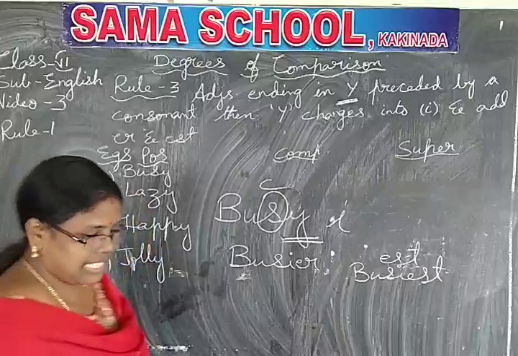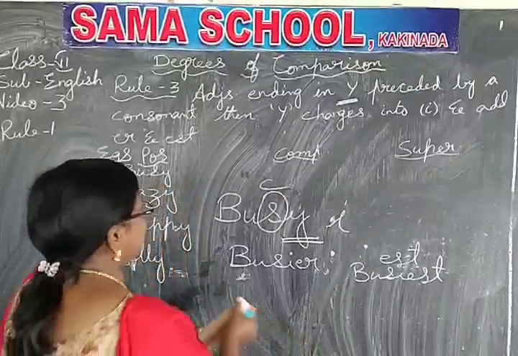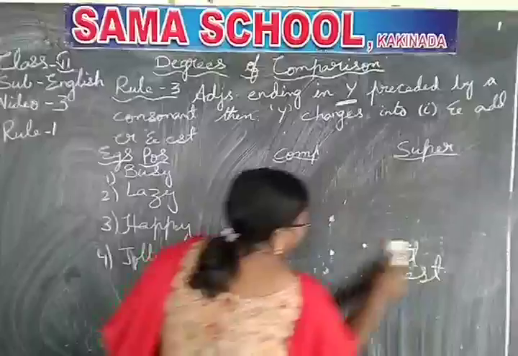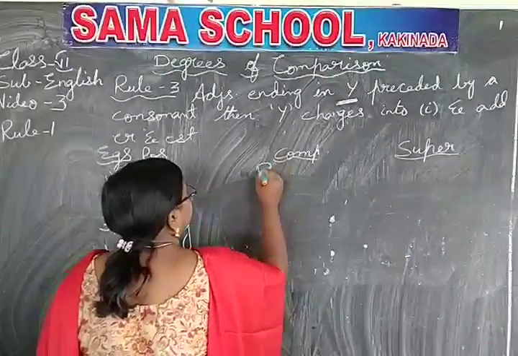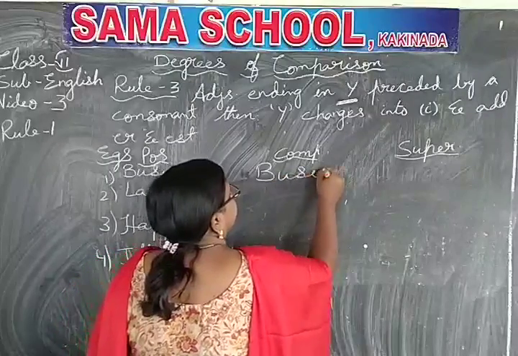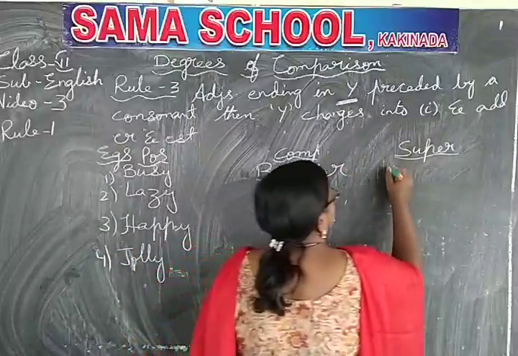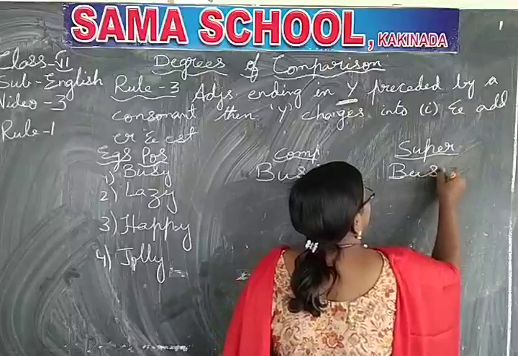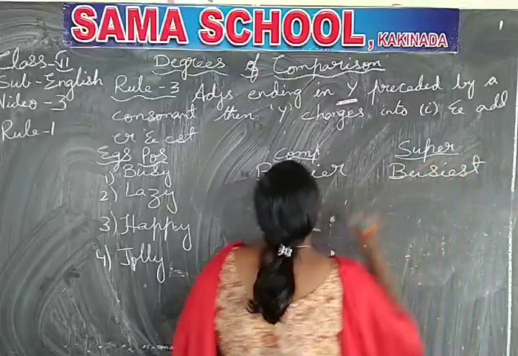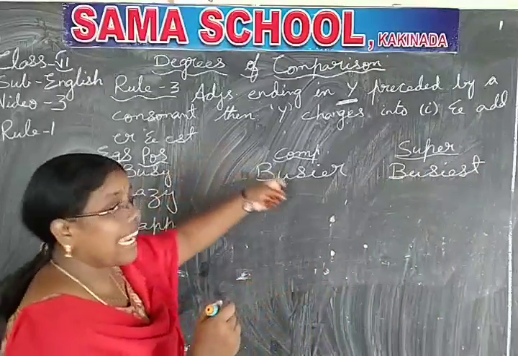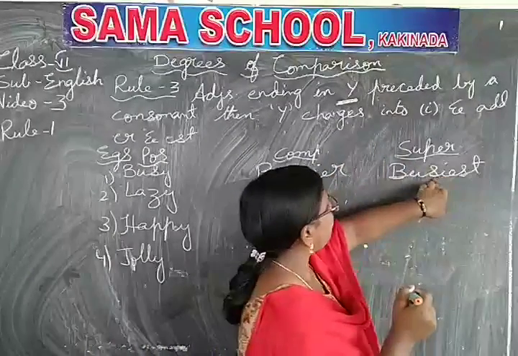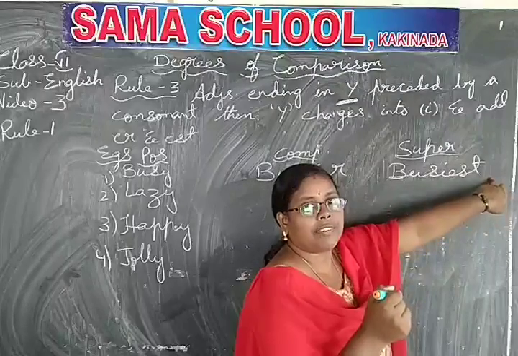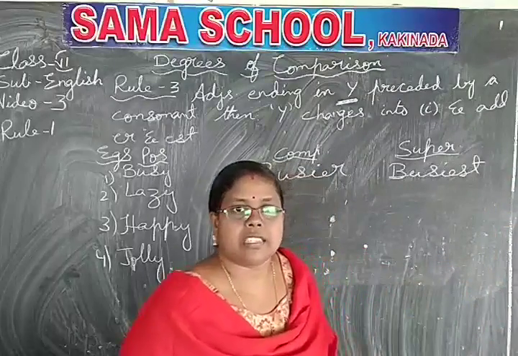I have few more examples here. We'll do it together. Busy I have already explained. Busier, busiest. That Y will become I. Add ER, busier. Y has become I and you have added EST, busiest.